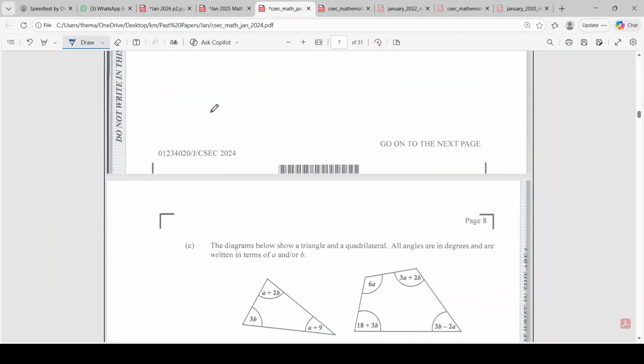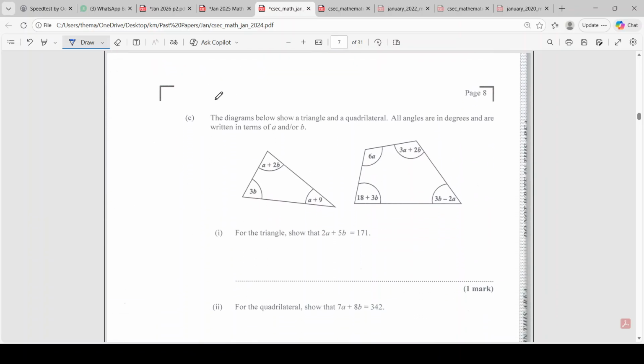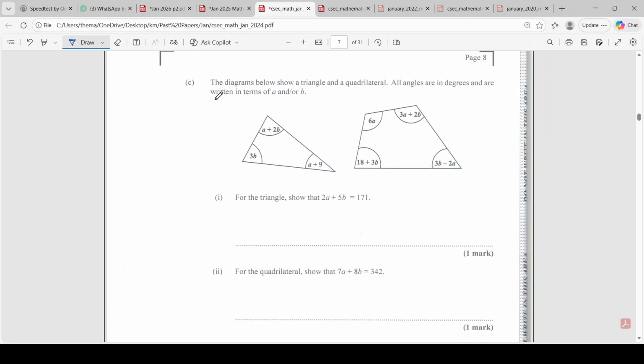Let me see what next here now. Right, part C. The diagrams below show a triangle and a quadrilateral. All angles are in degrees and are written in terms of A and or B. Right, so they're telling you in this question all these are angles written in terms of A and B. For the triangle, show 2A plus 5B equal to 171.